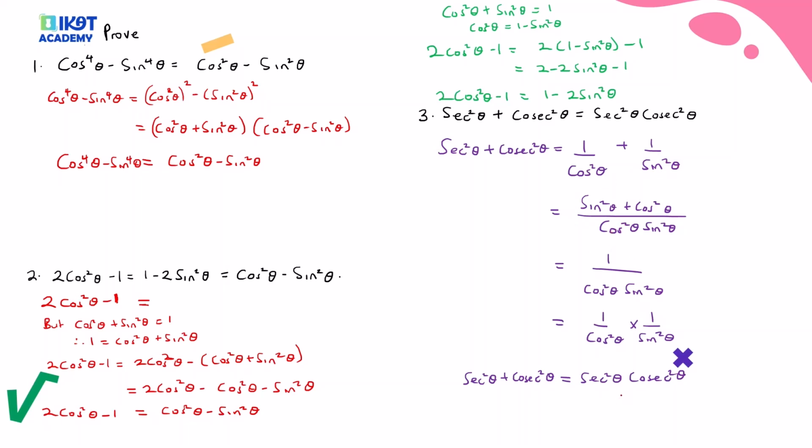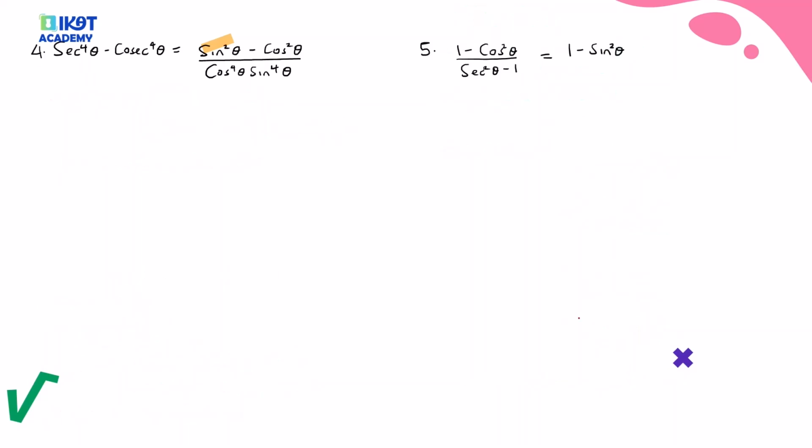Okay, let's look at a few more. So now here we have sec to the power 4 theta minus cosec to the power 4 theta equals this. Then we have this. So same thing, pause the video, try them out, then we go through the solutions together.